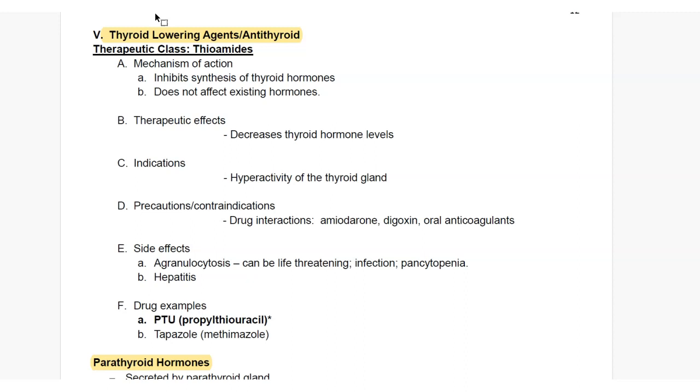Another side effect that can happen to your patient would be hepatitis. The drug that you have to remember for this specific class is propylthiouracil. Propylthiouracil, or PTU, is used to treat hyperthyroidism.